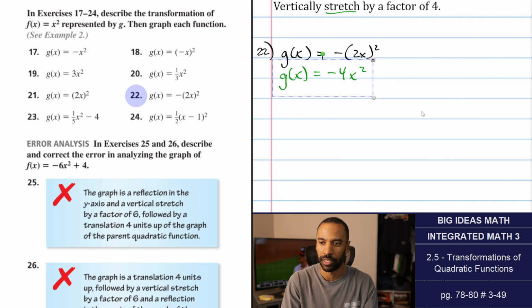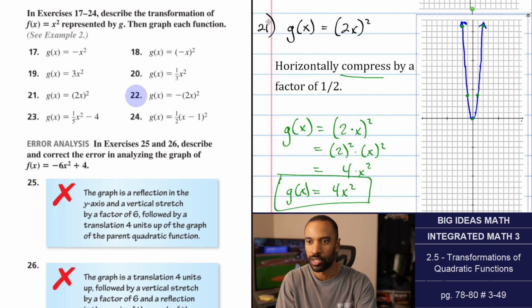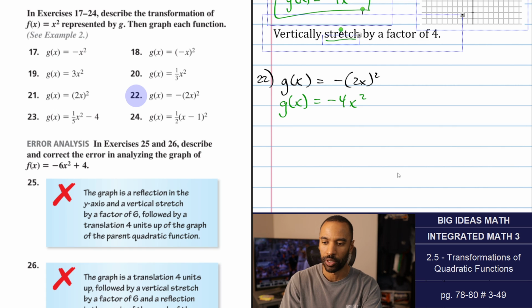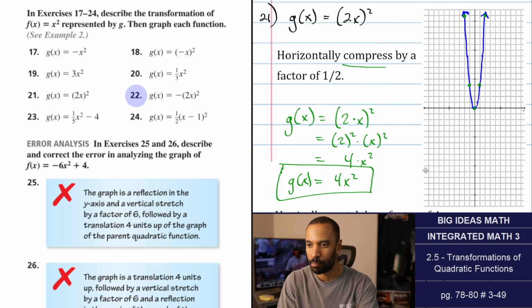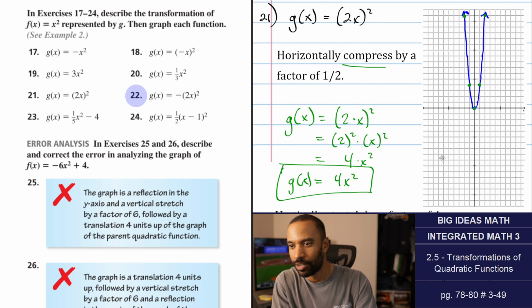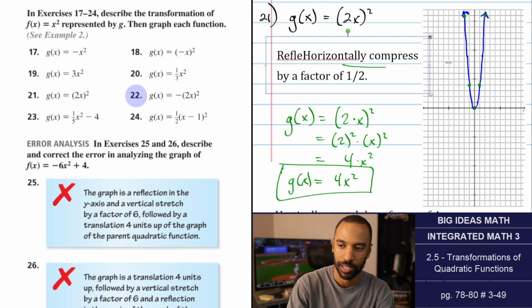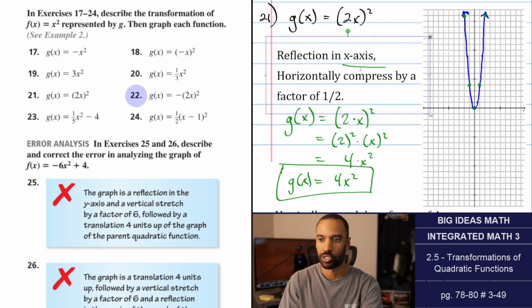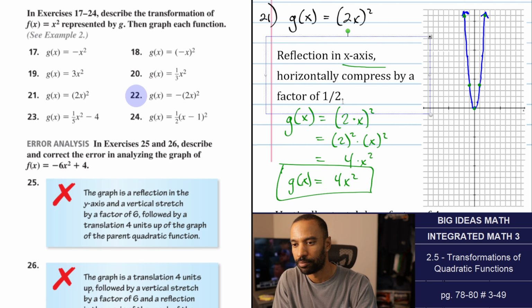You can either horizontally compress by a factor. Let me kind of copy and paste this problem over. I want to keep this exactly as it was. So sorry about this. I'm going to do a lot to it. Ignore what I just wrote before because I'm going to modify everything here. So we're going to horizontally compress by a factor of 1/2, but we're also going to reflect. It's a reflection in the x-axis. And it's a horizontal compression by a factor of 1/2.